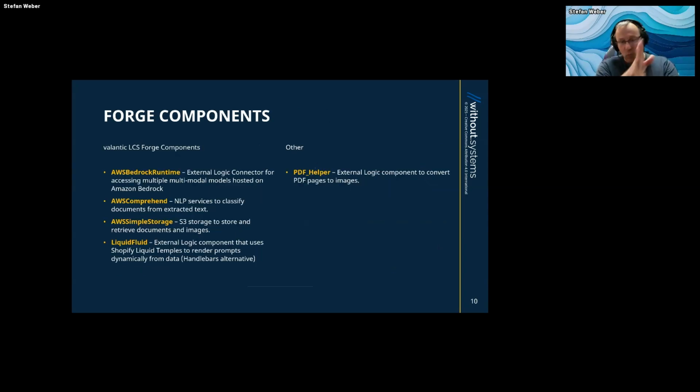And what you can use, at least here for ODC, but you will find basically the same components for O11 as well, sometimes with slightly different naming. If you're going for AWS, the AWS Bedrock runtime that is used in the demo application as well, and AWS Comprehend for natural language processing based classification of documents. Simple storage.